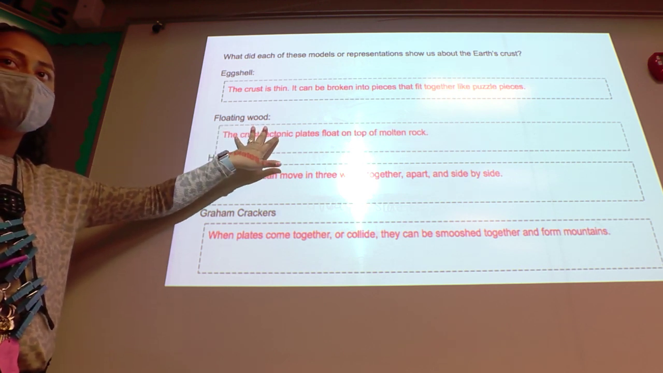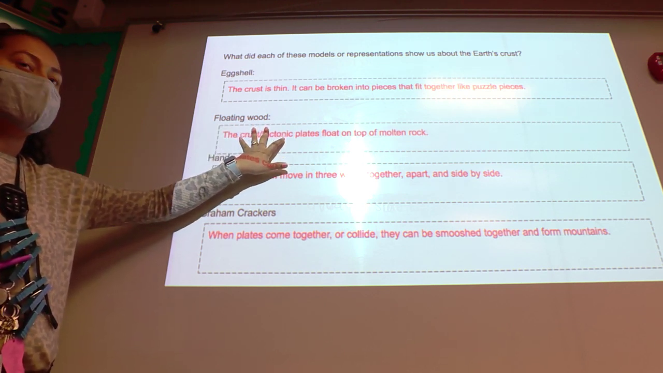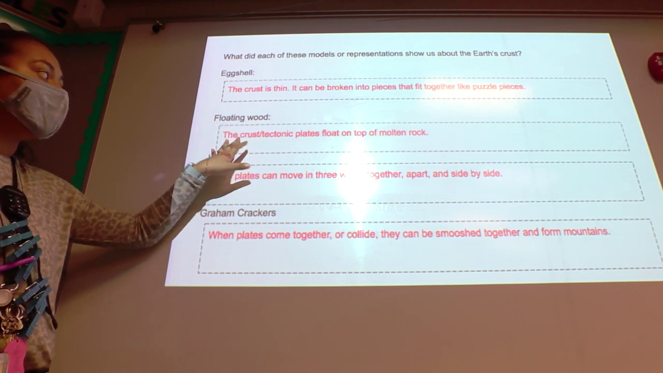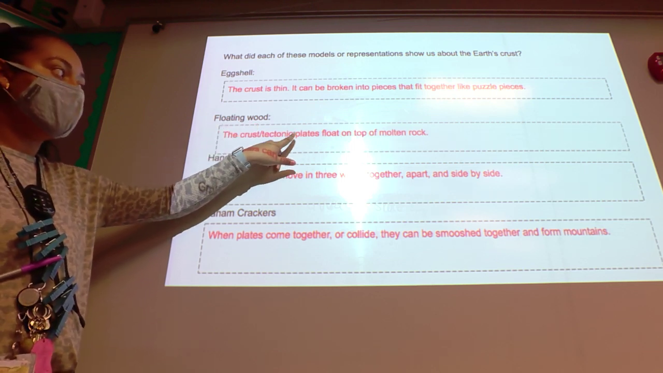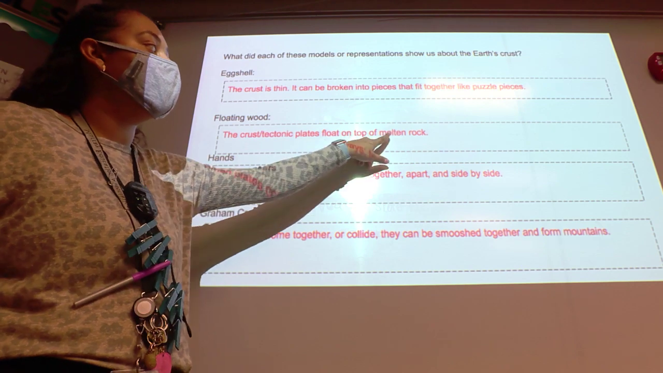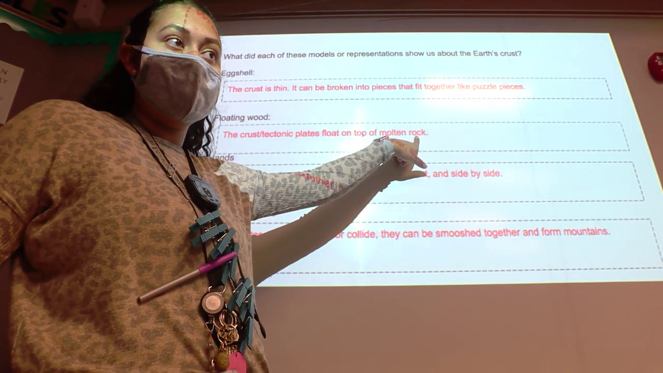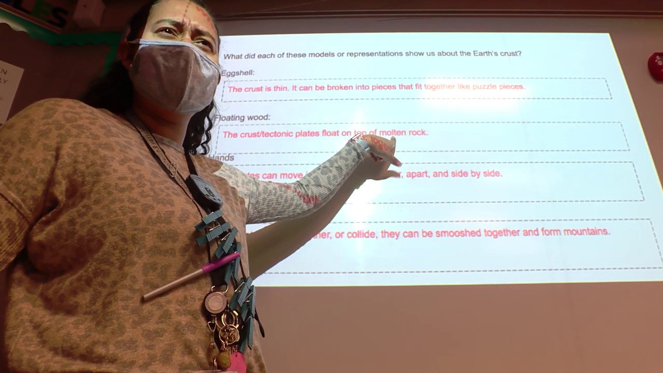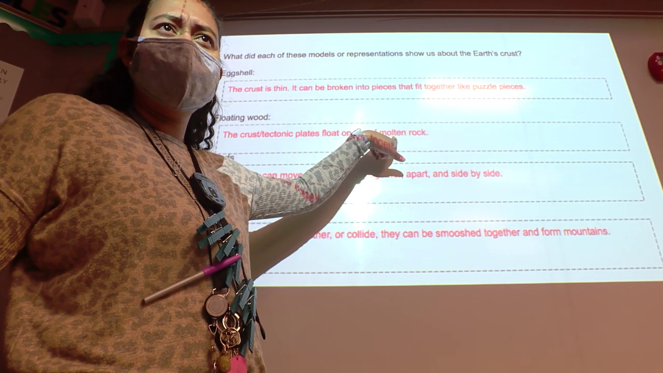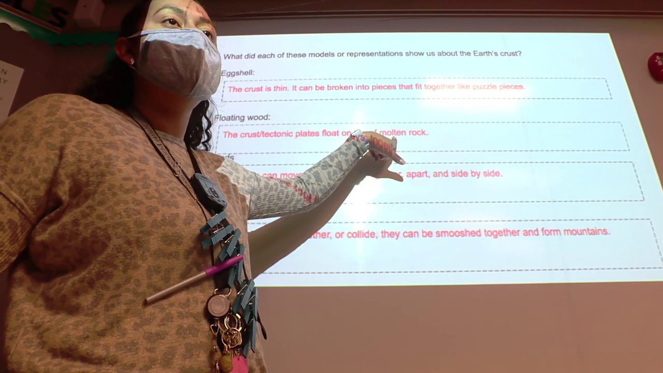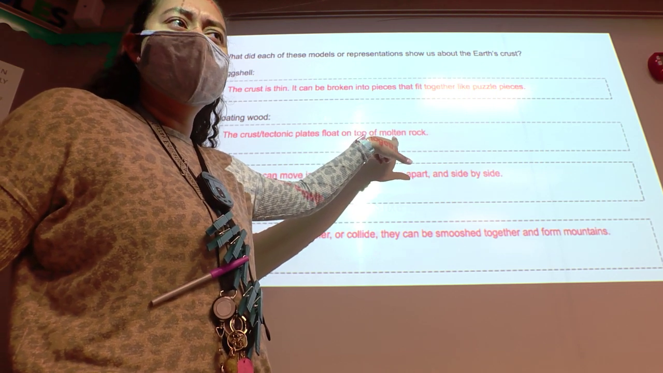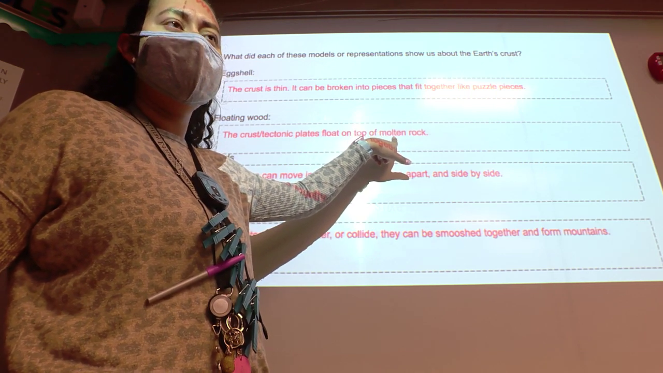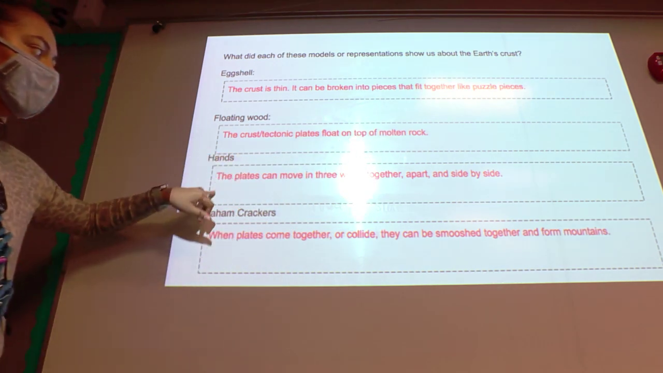Bo, are you okay? Yeah. Okay. Floating wood. The crust and tectonic plates float on top of molten rock. We didn't use the word molten, but we said hot and we said melted. I wanted to correct it to that. What did we say? We said melted rock. We just said melted rock, molten rock.